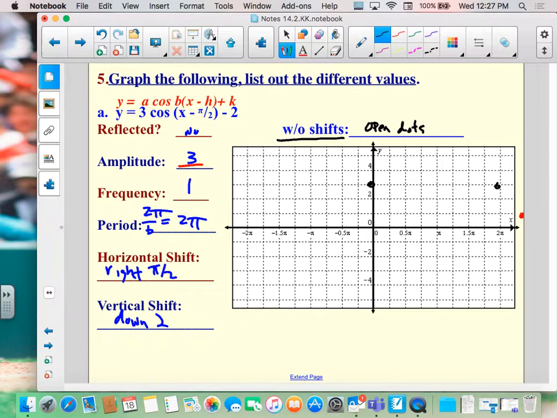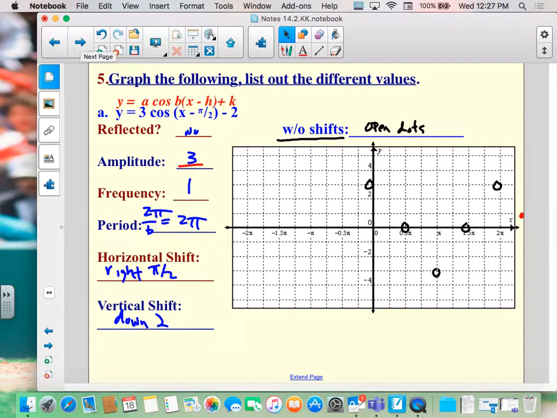So without the shift, this is a cosine graph that has an amplitude of 3 and a period of 2 pi. Well, it'll start at 0, 3. It'll be at 2 pi, 3. At pi, it'll be down 3. And it'll be halfway here and halfway here. Now, I said I was going to use open dots. So I'm going to do that again with my open dots. Start at 0, 3. 2 pi, 3. Pi would be down 3. Halfway in between are my x-intercepts. Those are my 5 critical points.